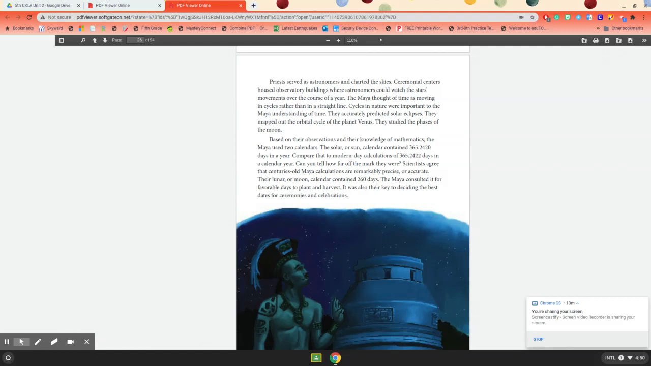The other calendar, a lunar or moon calendar, contains 260 days. The Maya consulted it for favorable days to plant and harvest. It was their key to deciding the best dates for ceremonies and celebrations.